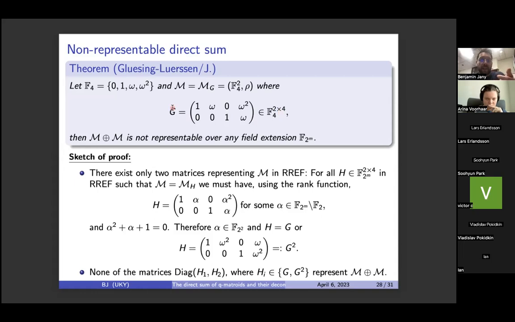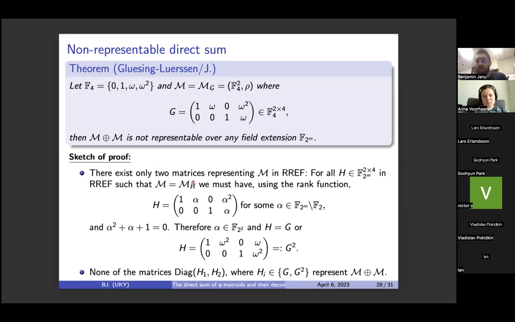And by taking the direct sum of this q-matroid with itself, we can show that in fact this direct sum is not representable over any field extension of F2. Okay, and sometimes making this field large enough will not be sufficient to make this direct sum representable. And the idea behind this proof is to show that there exist only two representations in row reduced echelon form of this q-matroid M.